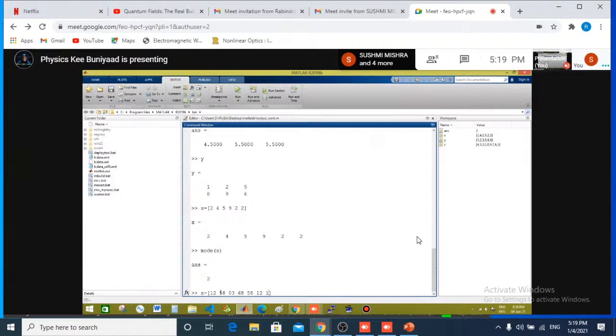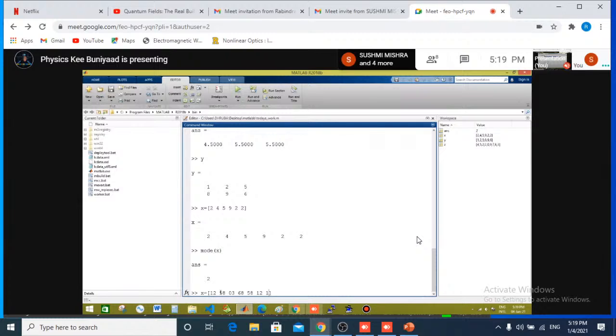Here in the vector x, 12 is repeated the maximum number of times. 12 is repeated 3 times. So mode always gives you the maximum repeated number. So it will give you 12. Mode is actually the highest frequency.